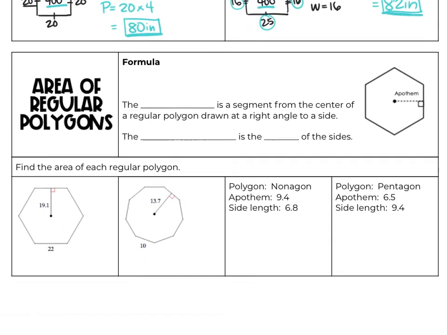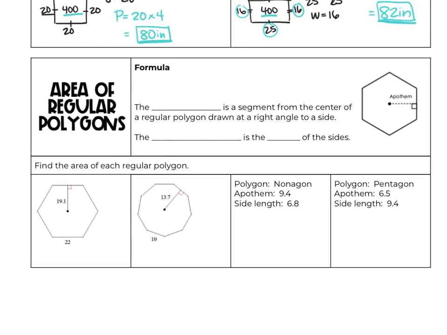All right, area of regular polygons. So this will be a little bit new for you, whereas a lot of the other stuff has been a review. Regular polygon, this could be a pentagon, hexagon, octagon, nonagon, etc. And the formula is A equals 1/2 a, lowercase, and capital P.